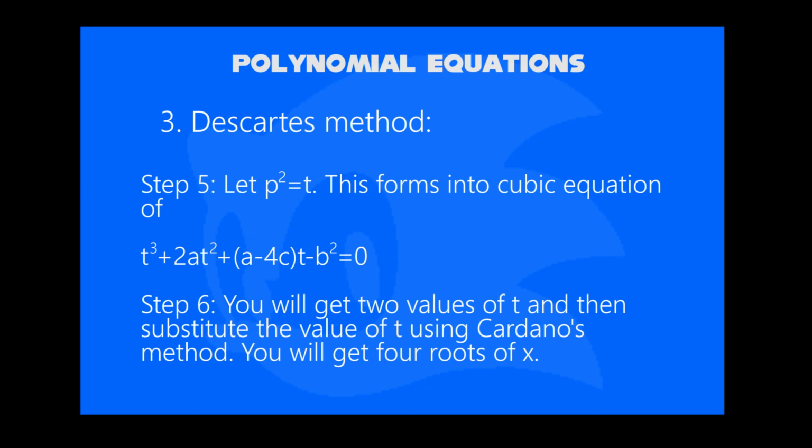Fifth step, let us consider p squared as t, and rearrange them to get a cubic equation, as t cubed is equal to p to the sixth exponent. The cubic equation can be formed as t cubed plus 2at squared plus t times (a squared minus 4c) minus b squared equal to 0. The final step, t can have two values, by solving them with Cardano's method.